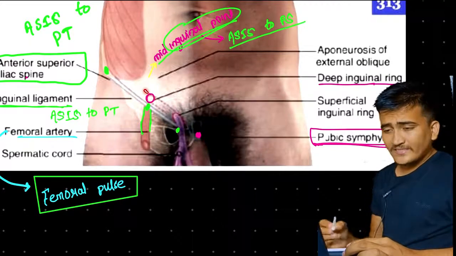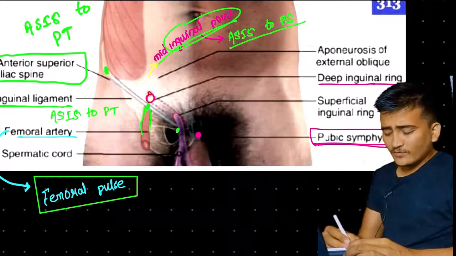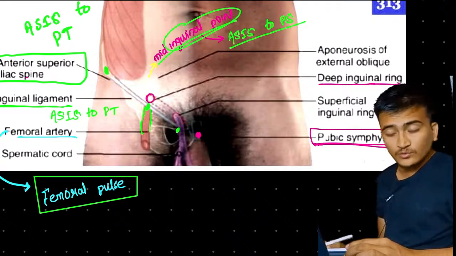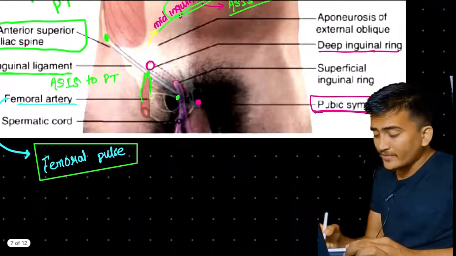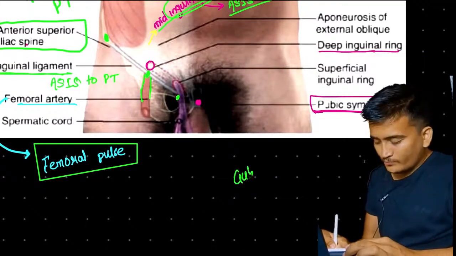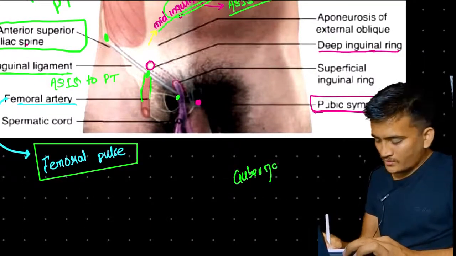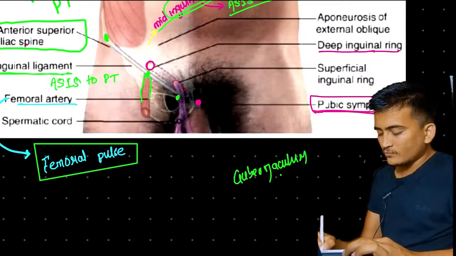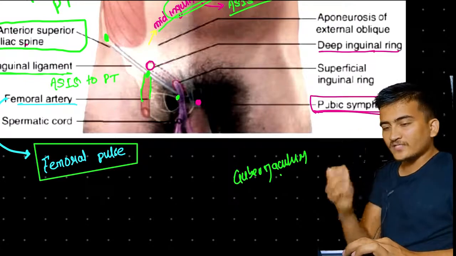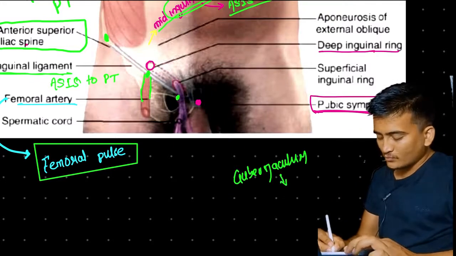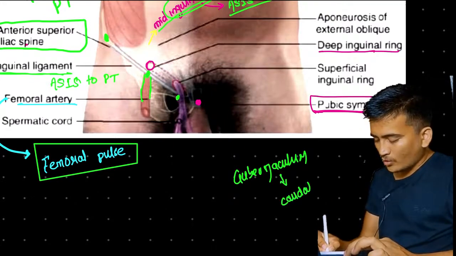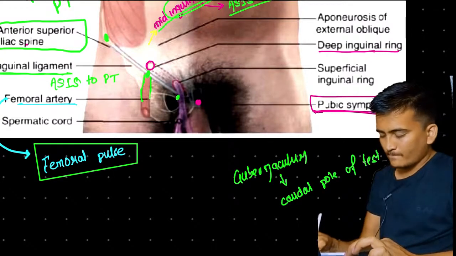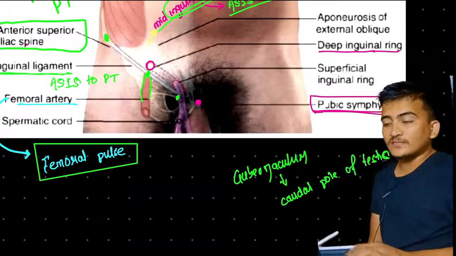Now while descending down, this testis is being pulled by what? By the gubernaculum. It is pulled by the gubernaculum, right? Now this gubernaculum will what? This will just attach to the caudal pole of the testis. What it will attach to is the caudal pole of the testis, right? And it will pull down the testis.